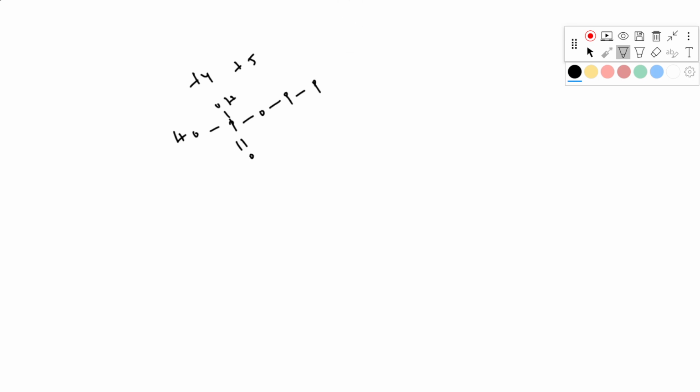Why? Because P here has OH, double bond O, and here OH. Here OH, and here also OH. And here double bond O. 1, 2, 3, 4, 5. Okay, H5.